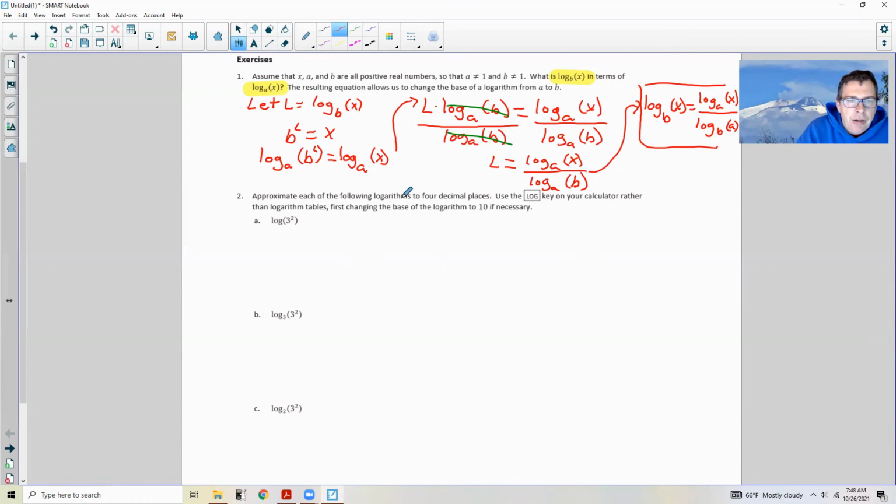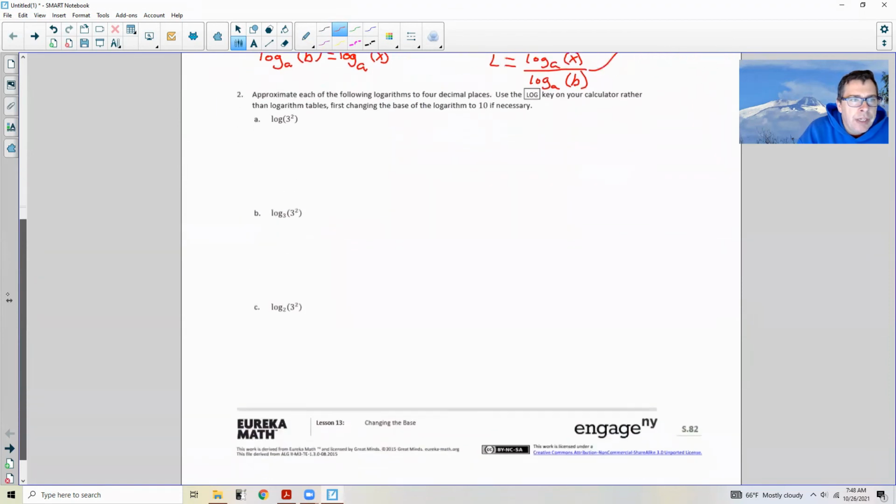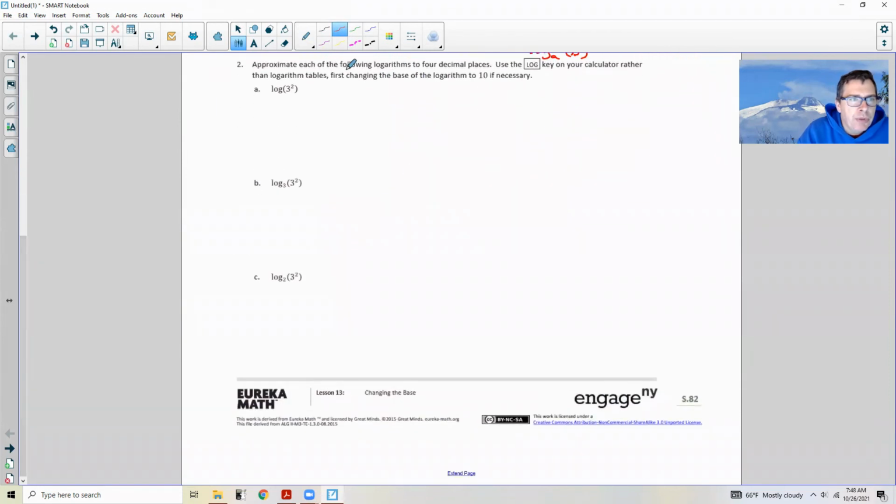All righty, and once we put some numbers into that, it actually is really easy, and we'll get to that in a moment. So now number 2. It says approximate each of the following logarithms to 4 decimal places. Use the log key on your calculator rather than logarithm tables, first changing the base of the logarithm to 10 if necessary.